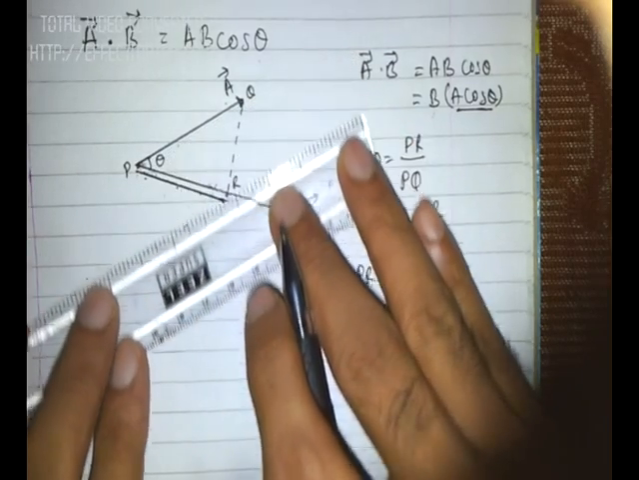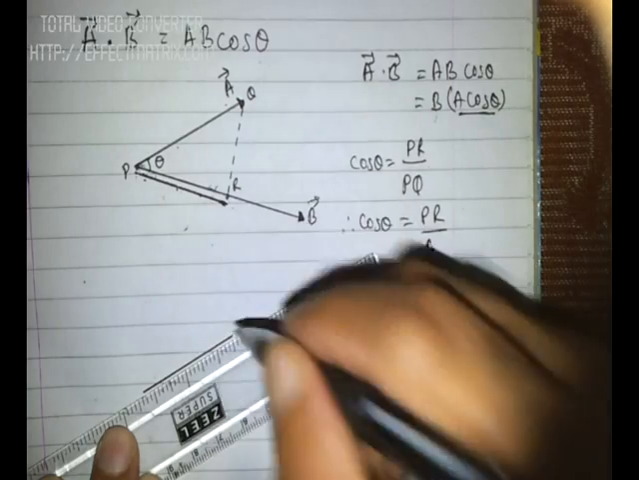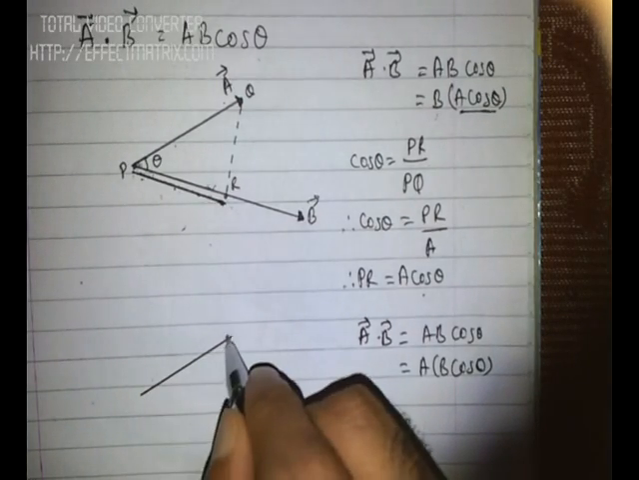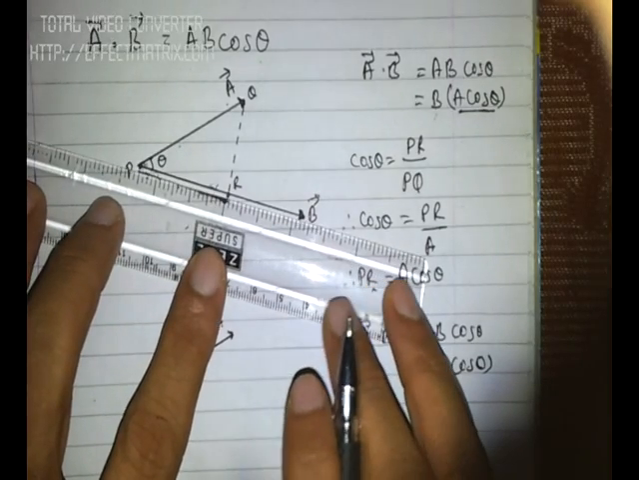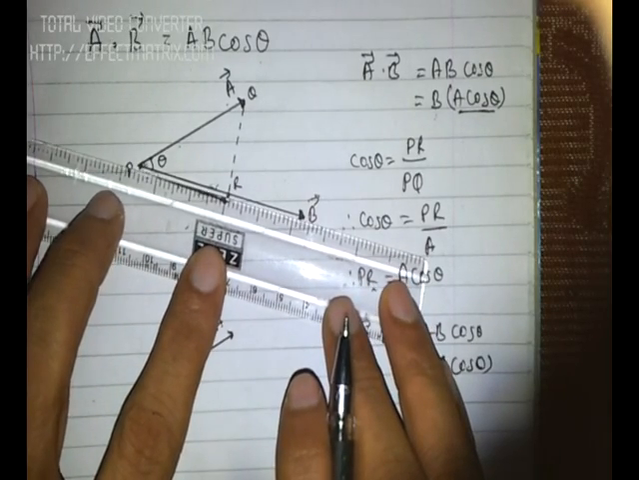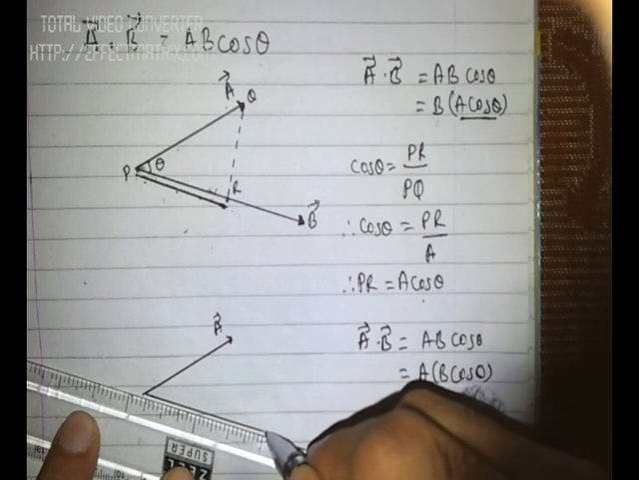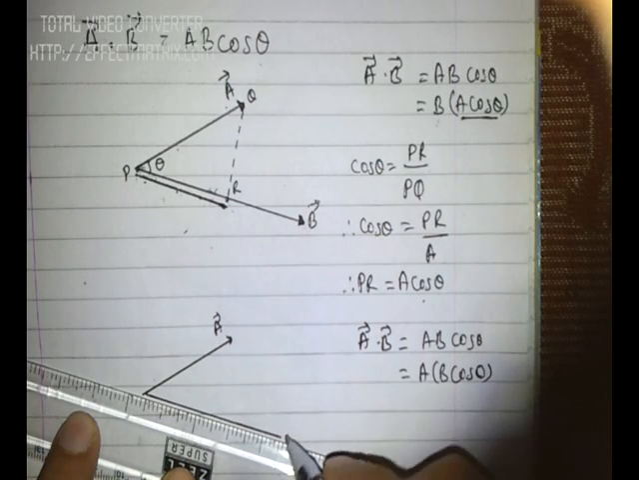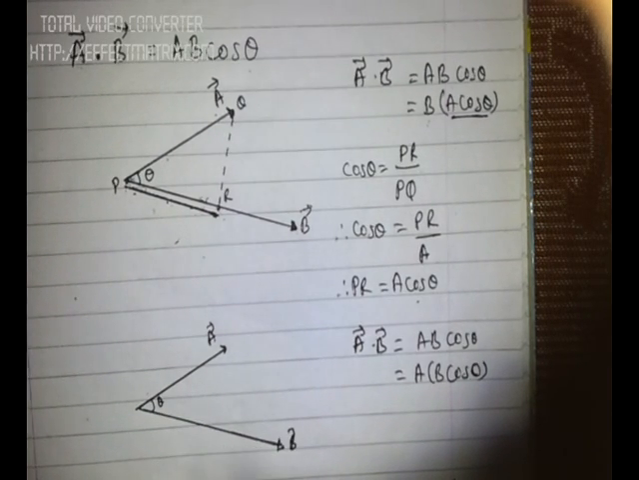So let me draw again the same vectors, approximately the same. We are not too worried about the magnitude. So let us say this is vector A, and I'll draw vector B at nearly the same angle. So this is vector B, and I'll try to take approximately the same length. Yes, it's nearly the same. So this is vector B and this is theta.